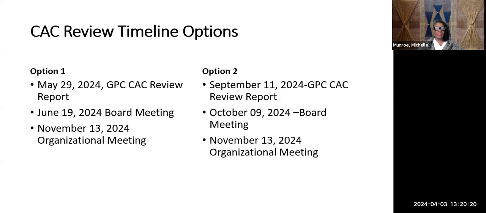That process that takes place at board organization is really the process whereby the board is approving the operations of the community advisory committees.